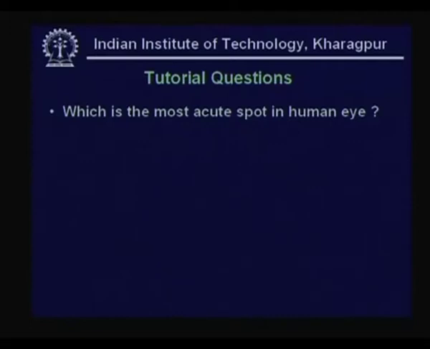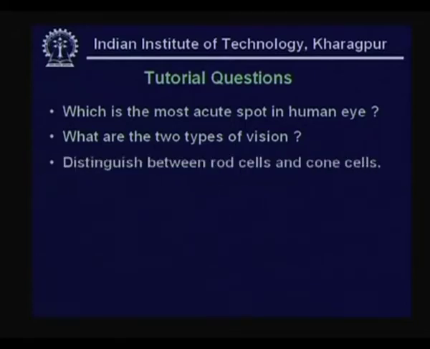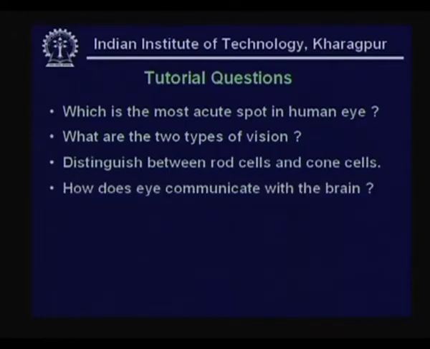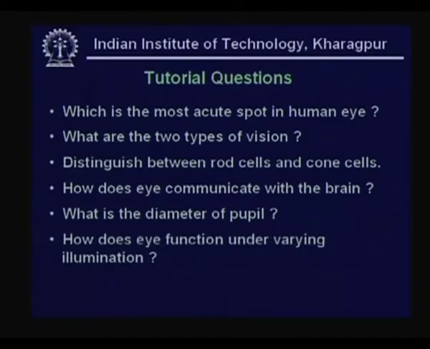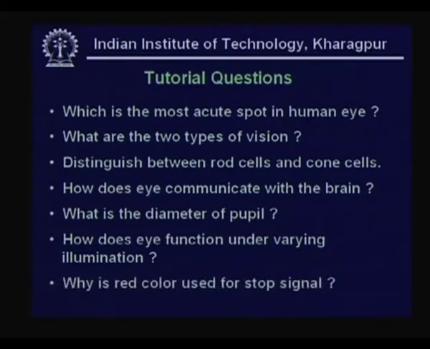The first question is, which is the most acute spot in the human eye? Two, what are the two types of vision? Three, distinguish between rod cells and cone cells. Four, how does the eye communicate with the brain? Five, what is the diameter of the pupil? Six, how does the eye function under varying illumination levels? Seven, why is the color red used for a traffic signal to stop?